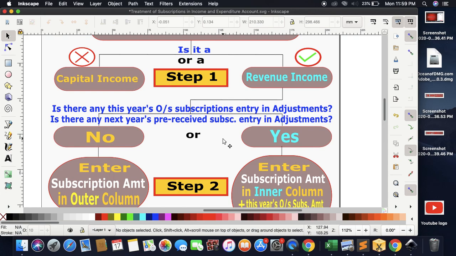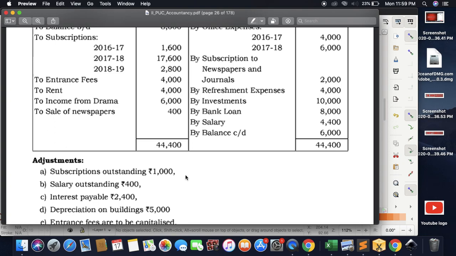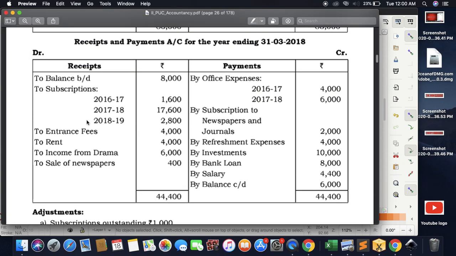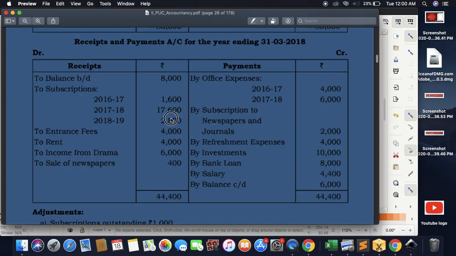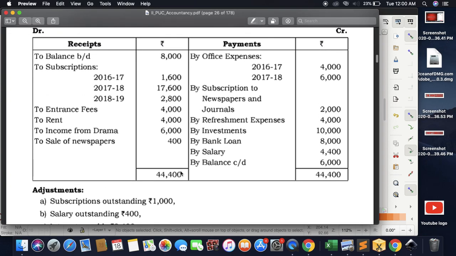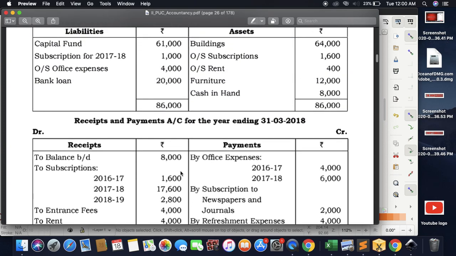And is there any next year's pre-received subscription entry in adjustments? In adjustments it's not given, but it is given over here. Since it's written separately, we don't need to worry about it. If it was clubbed together, we would have to minus it. Since it is separate, we don't need to minus this.